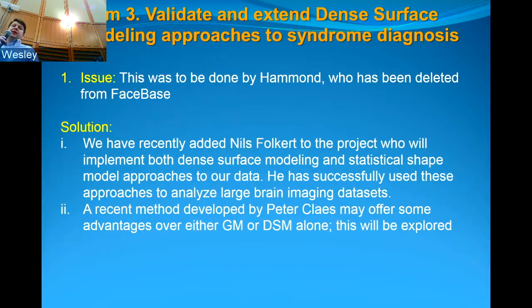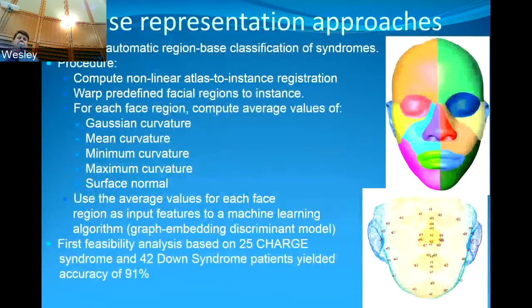The third aim of the project has to do with validating and extending dense surface modeling approaches to syndrome diagnosis. So this is moving towards using more of the image data, beyond just sparse landmarks. And one of the reasons we chose Niels for the project is that he is an expert in statistical shape modeling, which is one of the ways in which one can do this. There are other methods out there, such as those developed by Peter Hammond and Peter Fraze, and we are also exploring the use of those.